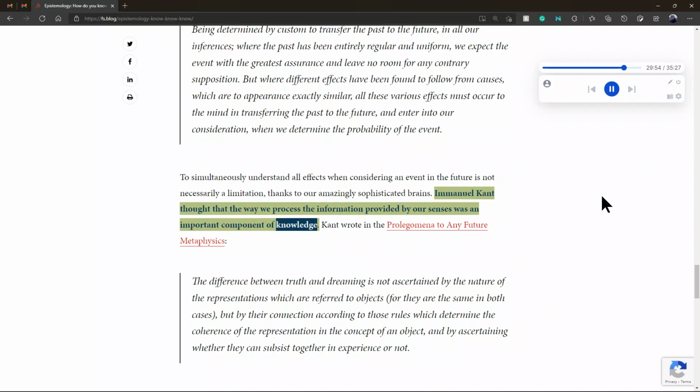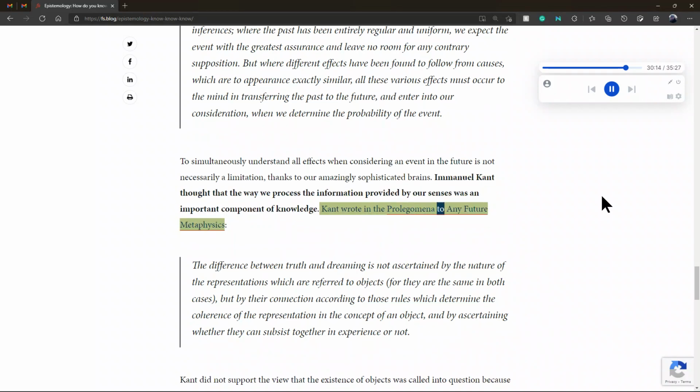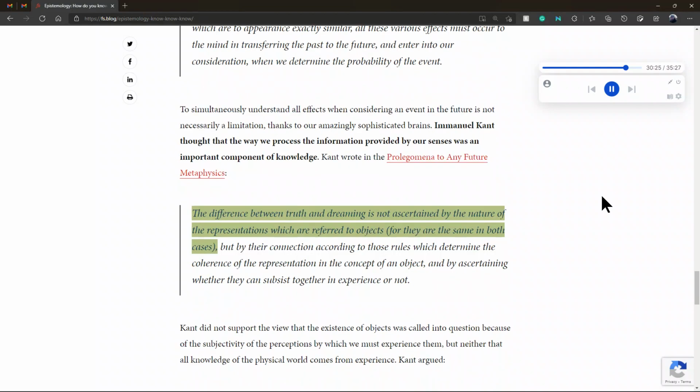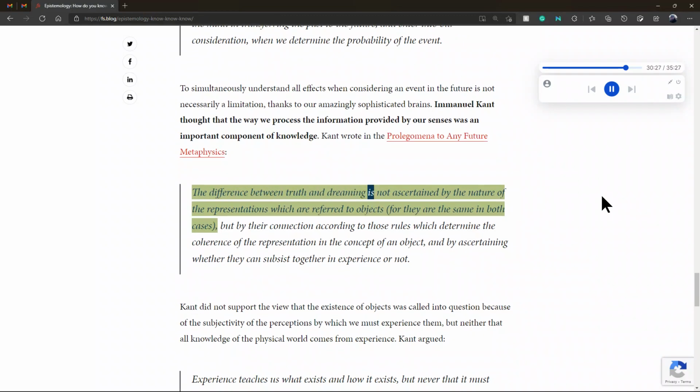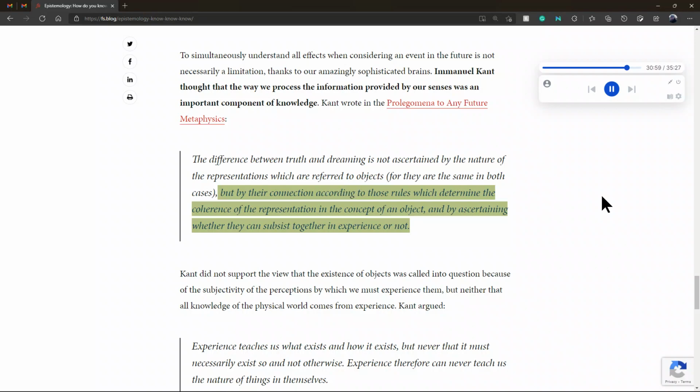component of knowledge. Kant wrote in the Prolegomena to Any Future Metaphysics, "The difference between truth and dreaming is not ascertained by the nature of the representations which are referred to objects, for they are the same in both cases, but by their connection according to those rules which determine the coherence of the representation in the concept of an object, and by ascertaining whether they can subsist together in experience or not."